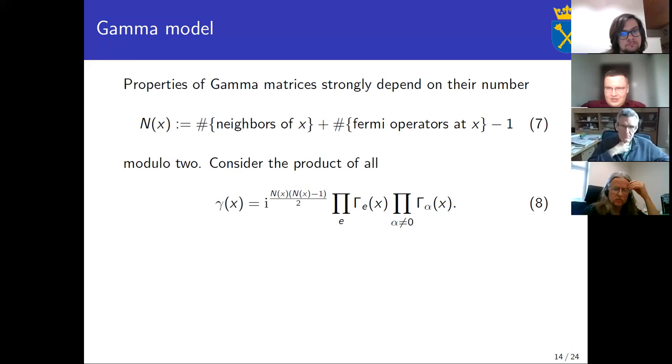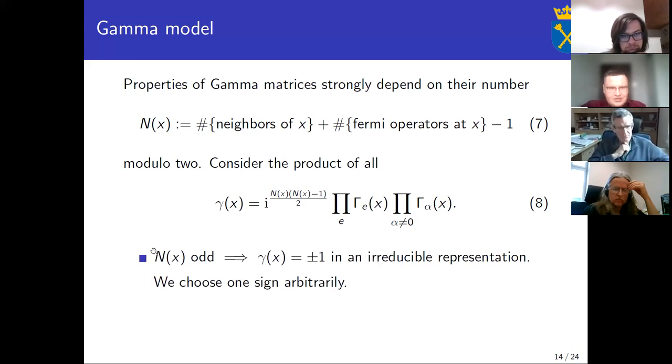So we can consider the product of all gamma matrices at the given lattice site, and with some phase factor chosen so that the whole product squares to 1. And now if this n of X is odd, then in irreducible representations of gamma matrices, this gamma of X is either 1 or minus 1. And we have to choose one sign somehow. So for example, 1. So we can just choose these gamma matrices in such a way that this gamma equal to 1 is just an identity, simple matrix identity.